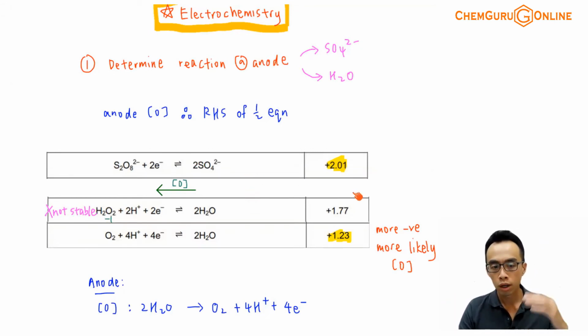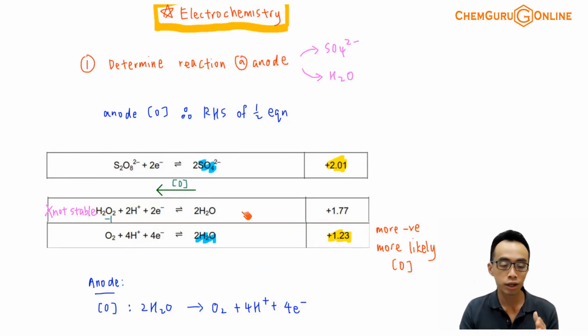Okay? So we should now be comparing between these two half equations involving SO4 2- versus water, plus 2.01 volt versus plus 1.23 volt. Now if I consider oxidation, which of these species will be more likely oxidized? The one with the more negative E value, correct? So if I consider water, 1.23 is more negative than 2.01, and therefore it means that water is more likely oxidized. So therefore water will be discharged at the anode.